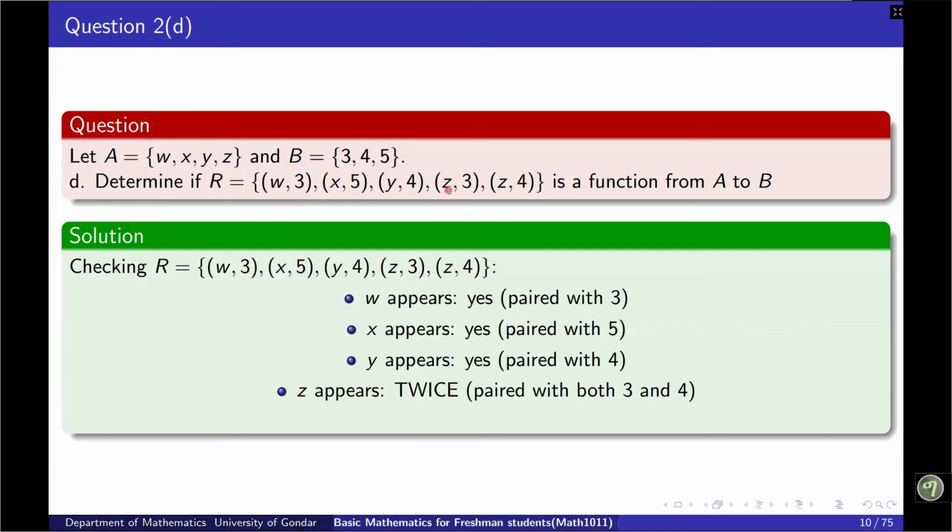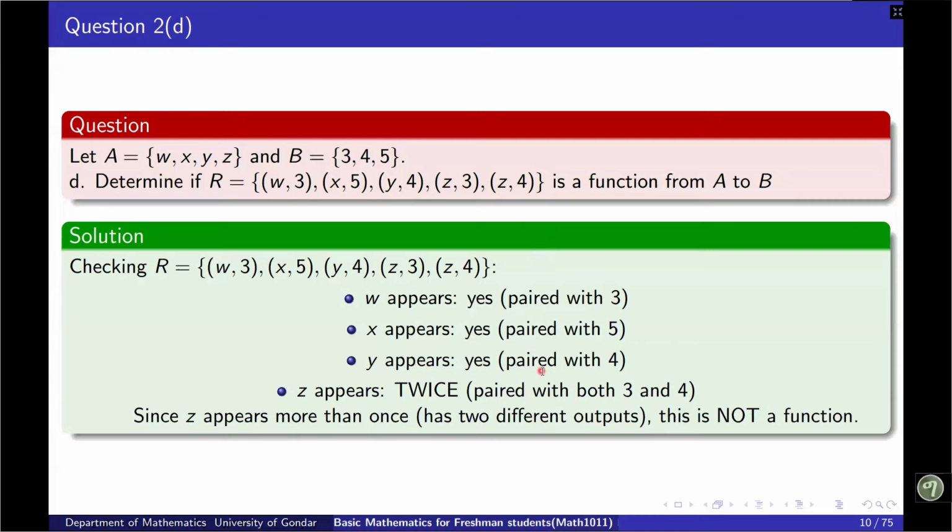So one of the elements of the domain of this relation, which is an element of A, is paired with more than one element within set B, which are 3 and 4, because 3 is different from 4. So this is not the property of a function. Therefore, this relation cannot satisfy the condition to be a function, so it is not a function.